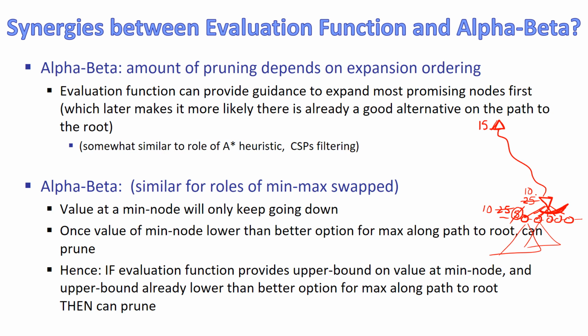But if it gave us a very high upper bound like this one, 25, that might not lead to pruning, and that will waste time. So that shows you the effect of the quality of the evaluation function. If the evaluation function is providing a good upper bound on the values of the main node, and that upper bound is actually lower than the better option that the max node can get, that means that we can do pruning. Otherwise we will not be able to do that pruning.